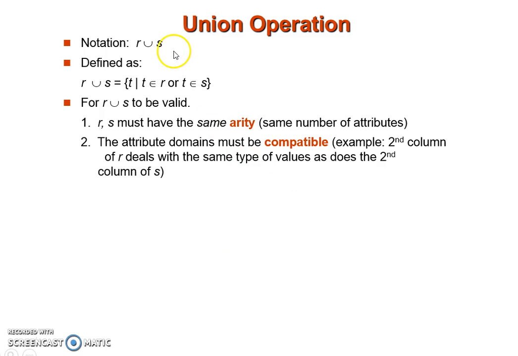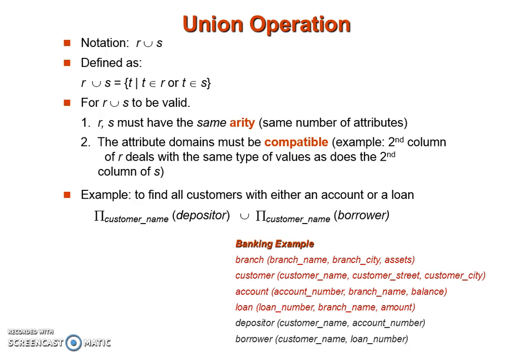The next operation is the union operation. The notation is R union S, defined as the set of tuples t such that t belongs to R or t belongs to S. There are some rules: relations R and S must have the same arity, meaning the same number of attributes, and the attribute domains must be compatible. That is, if the attribute in a column is of type varchar, then the corresponding attribute in the other relation must also have the domain varchar. We will see an example on the banking schema.